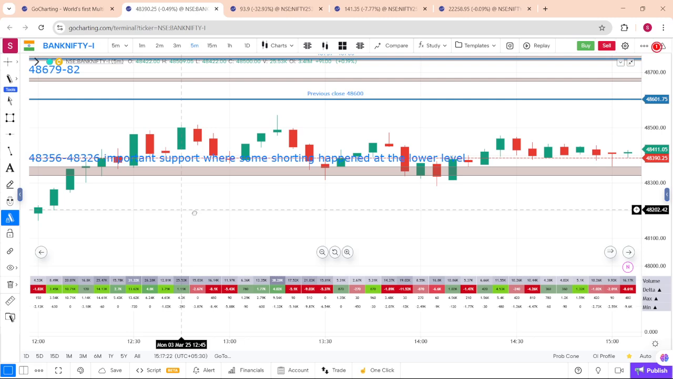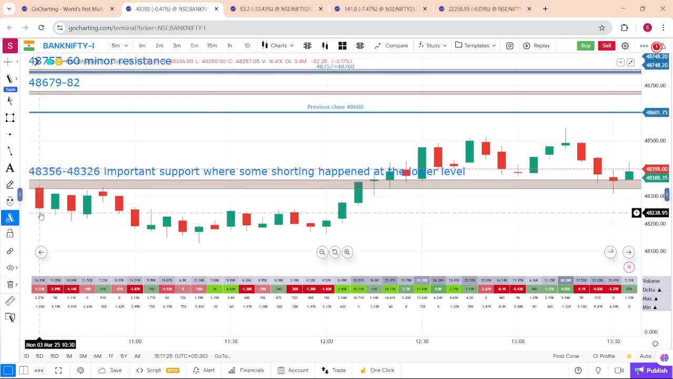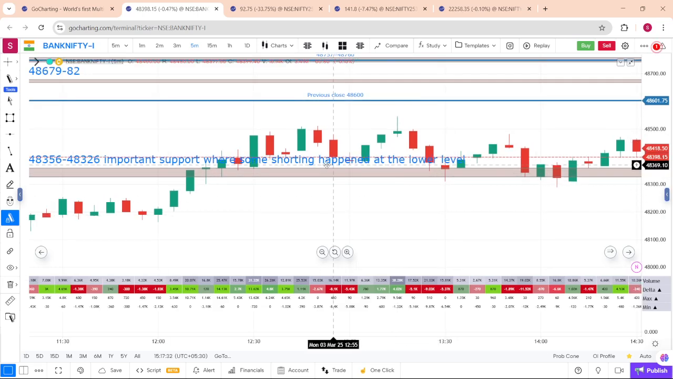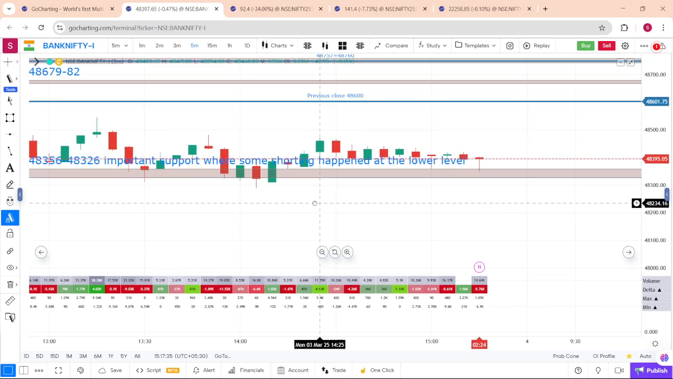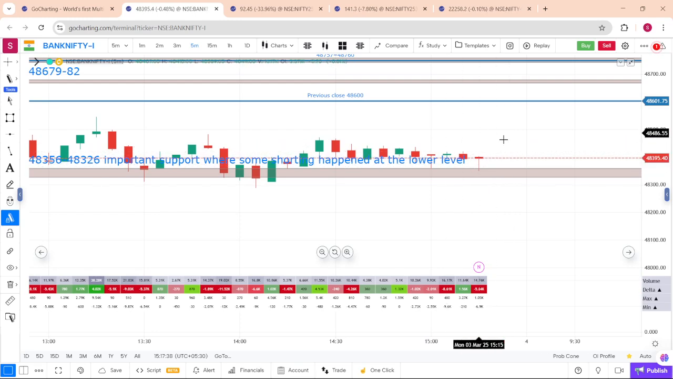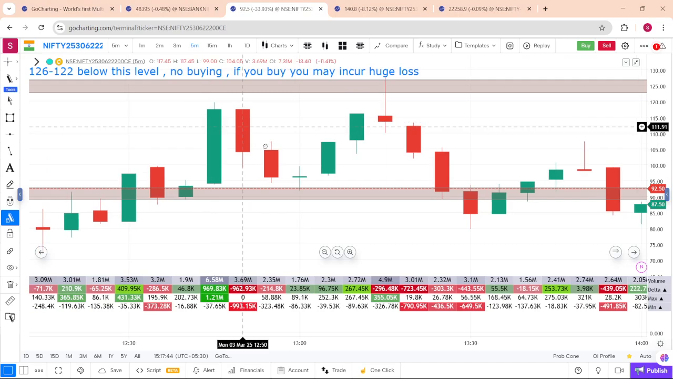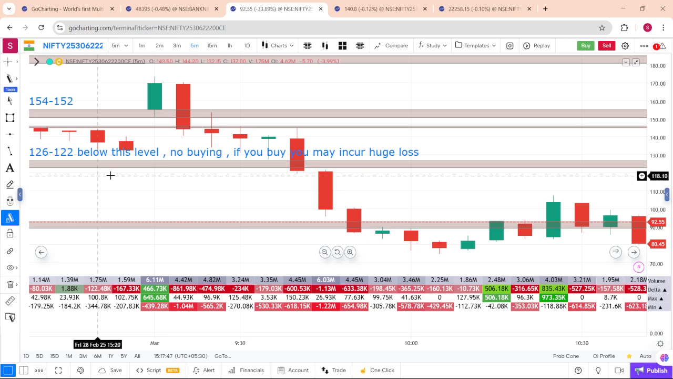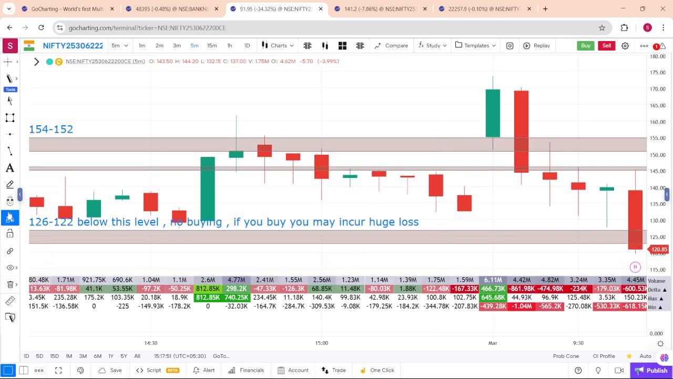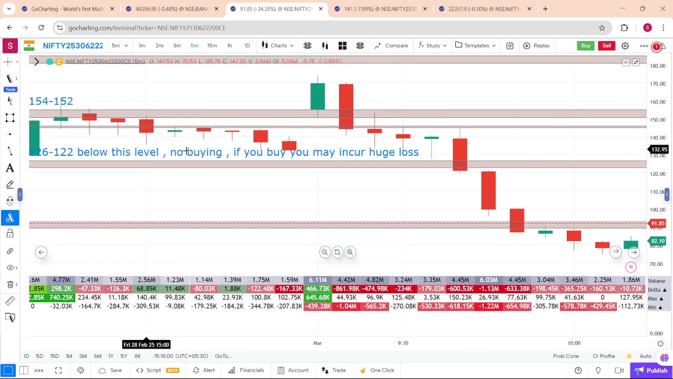Correct? And this support level here is broken, and again this candle closed above the support. See the miracle? After that, no candle has closed below the support line, and it is still hovering in these supports. And come to the Nifty call option. Call option, I have said 126, 122: below this level, no buying. If you buy, you may incur huge loss. Exactly what I said here, exactly the same thing happened here. And these are all the support and resistance also.